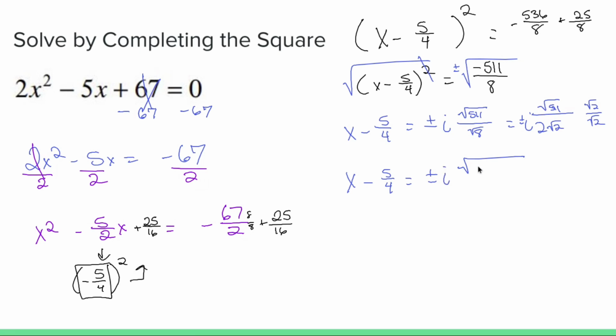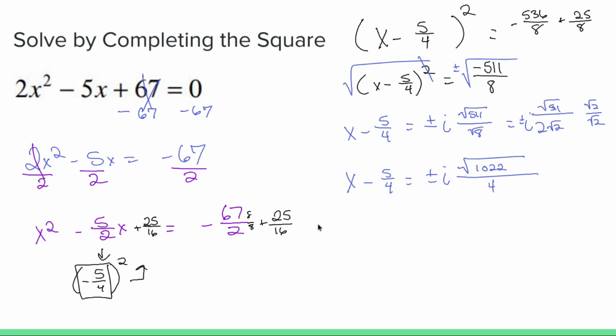Ugh. Now the square root of 1022, you can't do anything with. You can't. I just paused the video and checked.